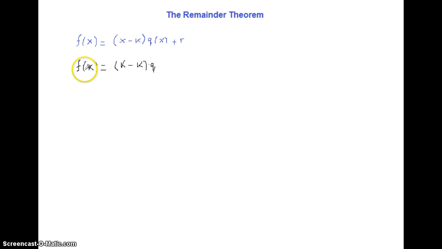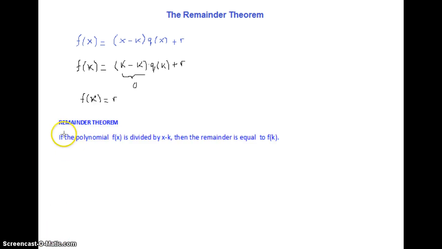Let's find f of k. So we need to substitute x with k. We get f of k equals k minus k times q of k plus r. This factor is k minus k, or 0, so f of k will equal r.